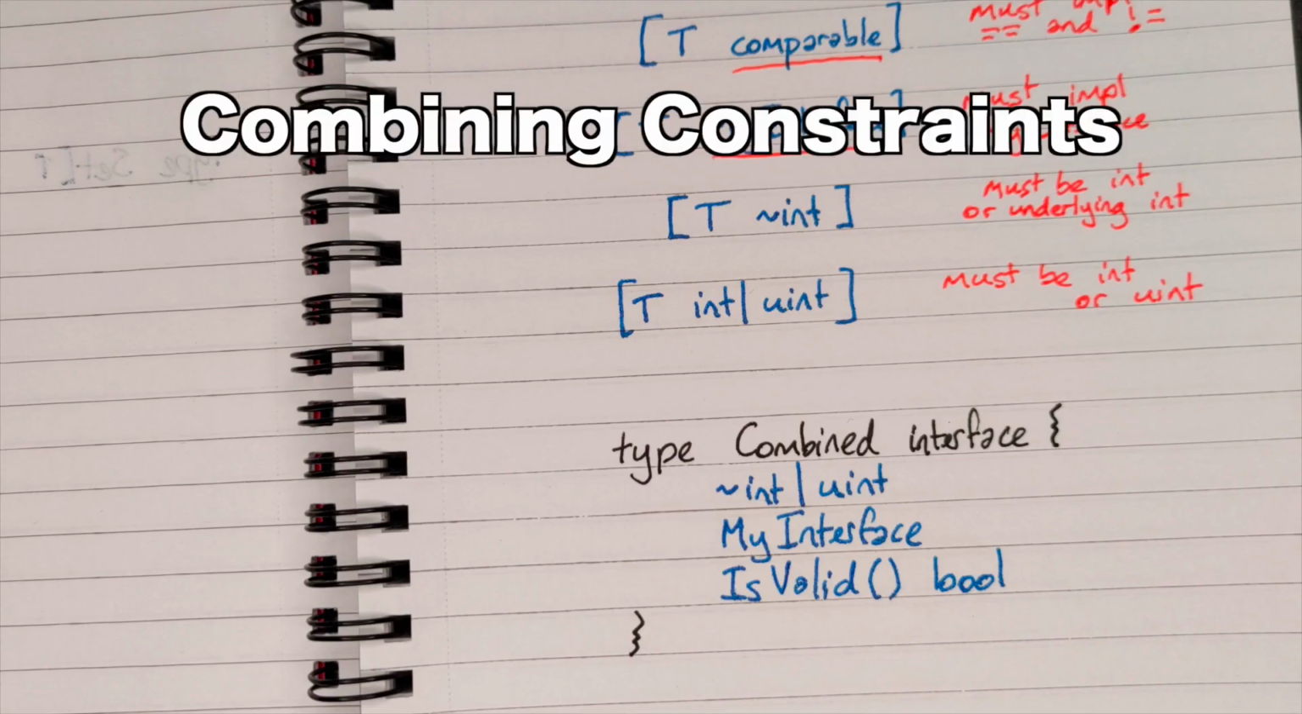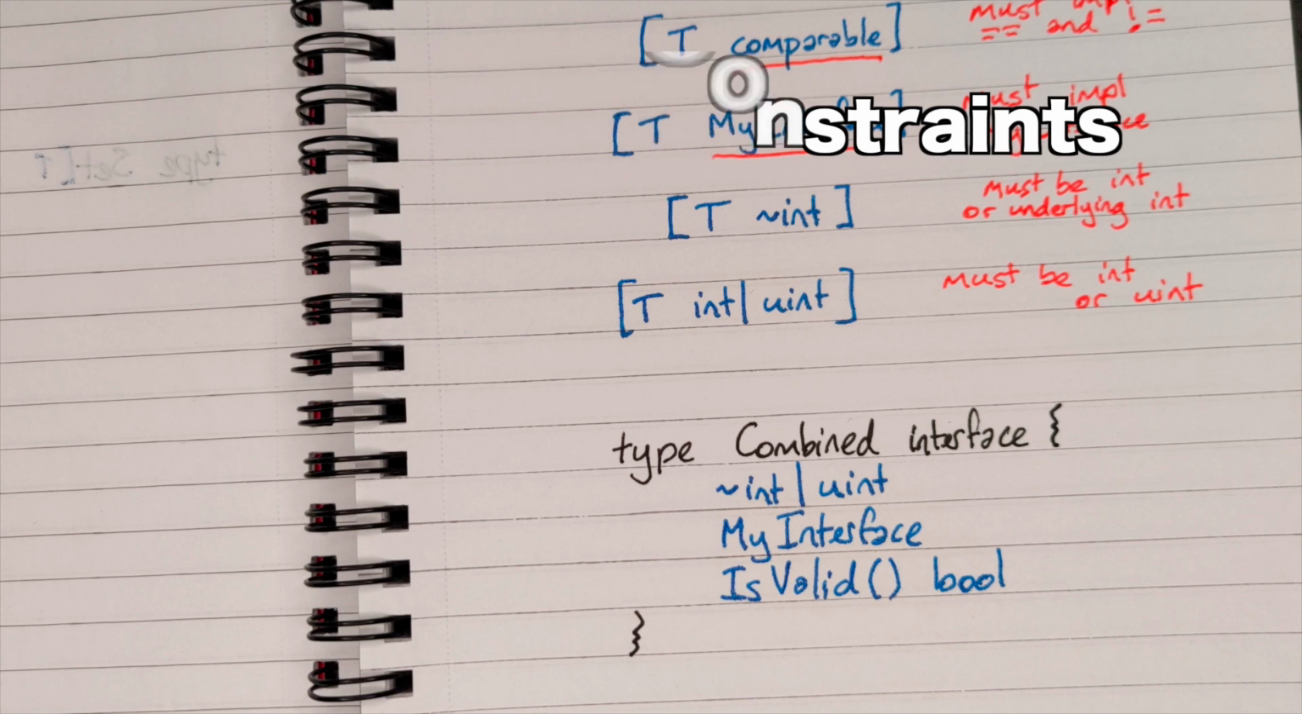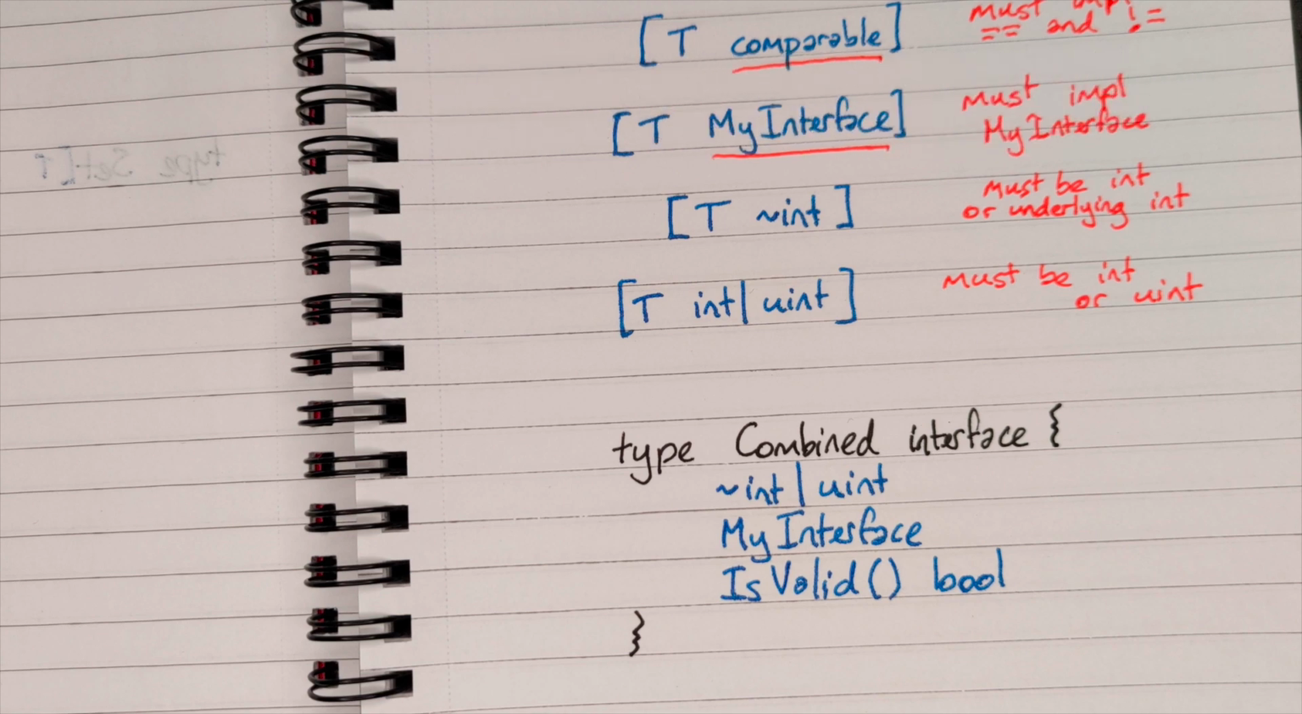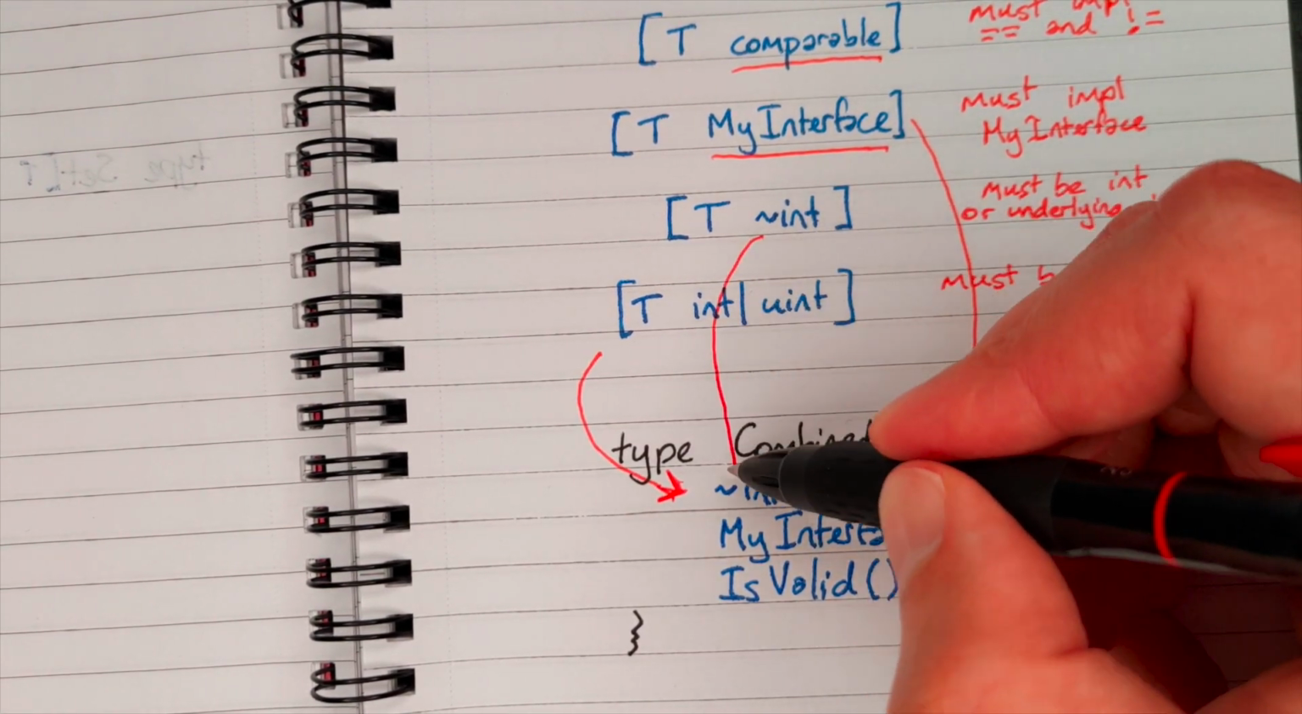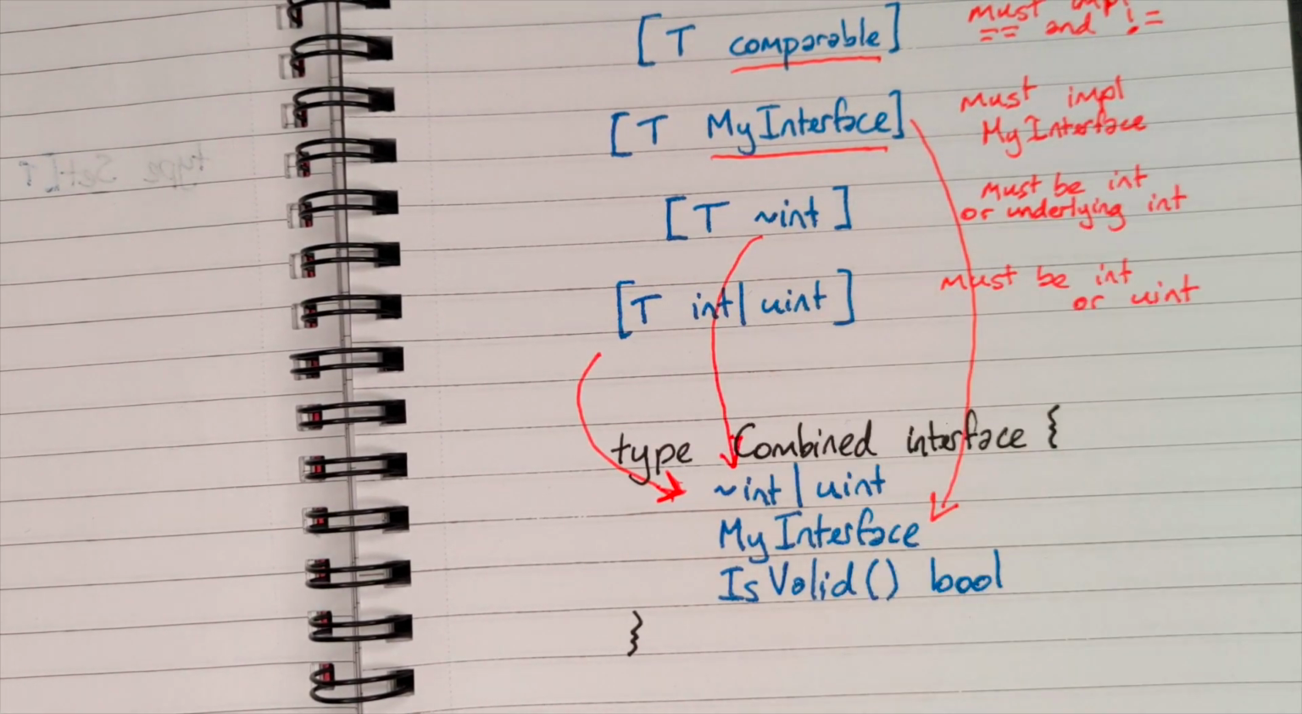So far, we've learned about all the different types of constraints: any, comparable, interfaces, underlying types, and type sets using unions. But surely there's a way where we can combine some of these constraints. Well, yes there is, and we can do this using interfaces. Let me show you in the code.